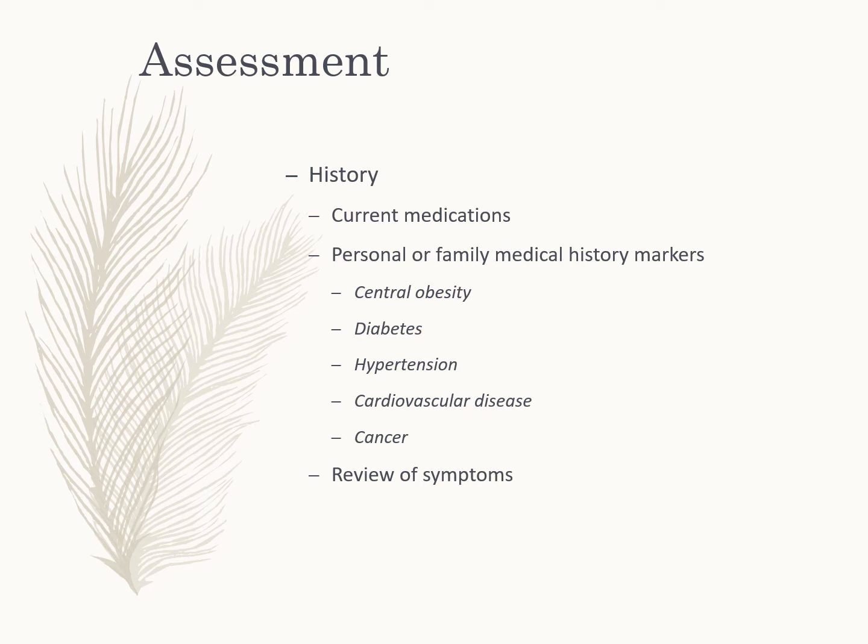So when we are assessing, we are looking at their history. And the history includes personal medical history, including a list of their current medications, social history, family history, and a review of symptoms. In each of these areas, we want to consider data consistent with actual or potential problems with glucose regulation. Central obesity and diabetes are two clear conditions to note when noting down personal or family history.